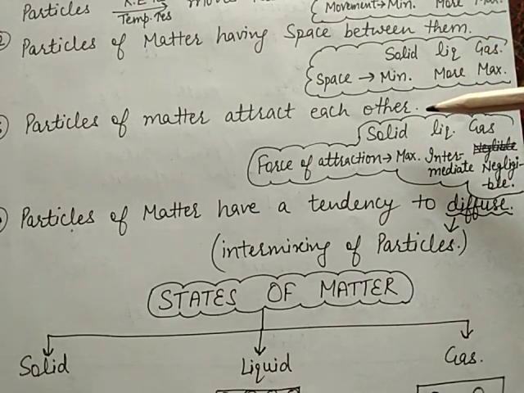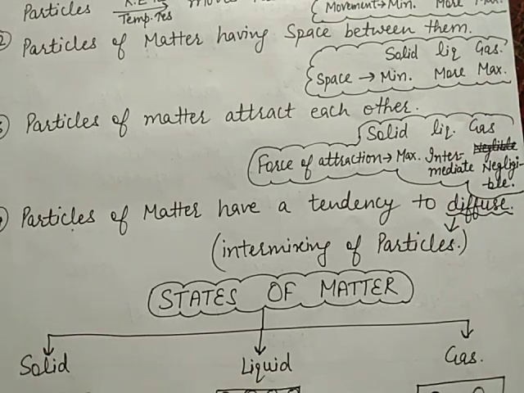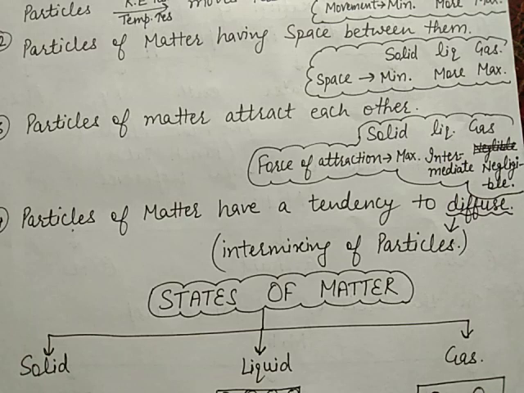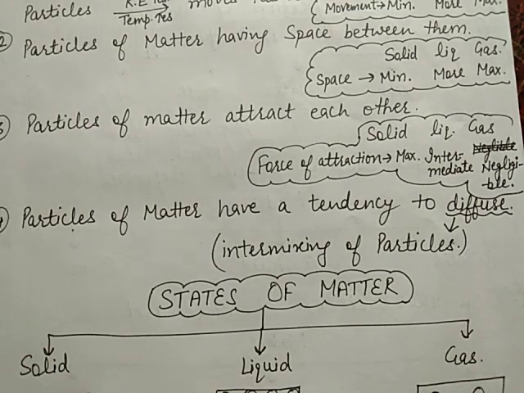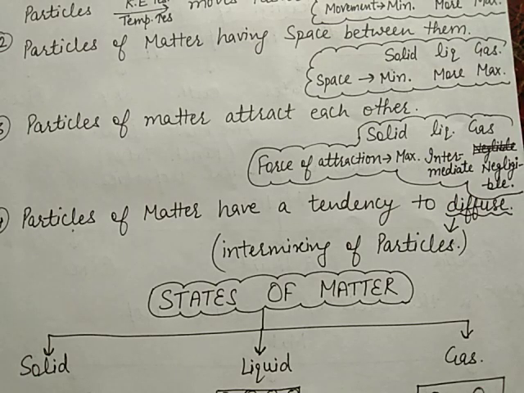This is shown by an activity. Take an iron nail, a piece of chalk and a rubber band. Try breaking them by hammering, cutting or stretching. It is easiest to break the chalk, less easy to break the rubber band, and difficult to break the iron nail. This is because the particles in the iron nail are held together with greater force of attraction as compared to the rubber band or chalk.